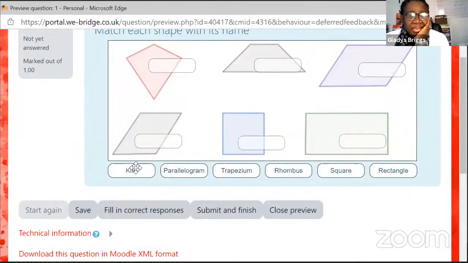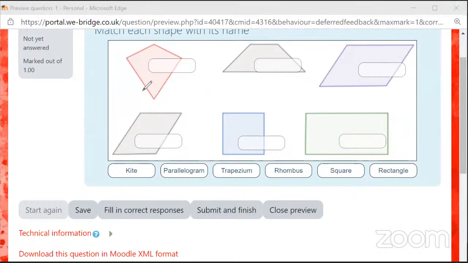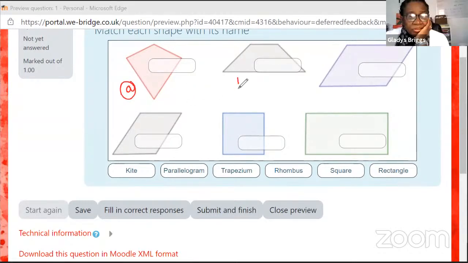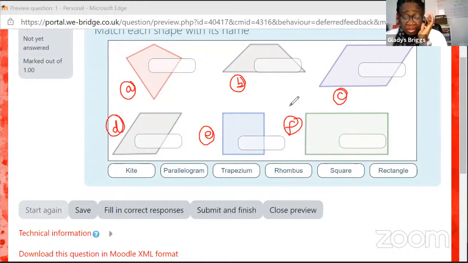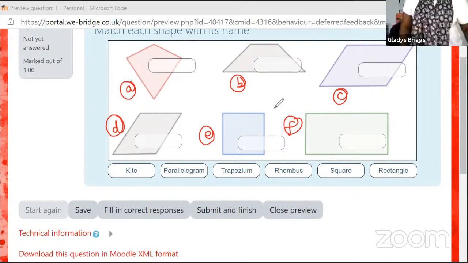Which one of them is a kite? Let me put numbers or alphabets on them so that we do them together. A, B, C, D, E, F. I need to get your answers in the chat for me, please. Which one of them is a kite? Which one is a parallelogram, trapezium, rhombus, square, rectangle? That's our revision. That's how we are going. Let me know in the chat now for question 1. Fast, guys, and I will give you the correct answers.